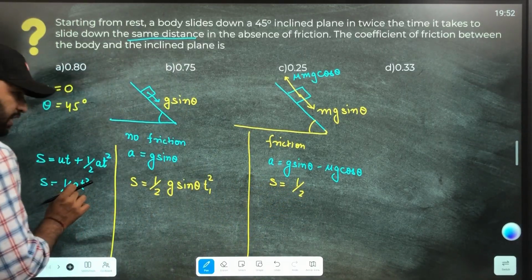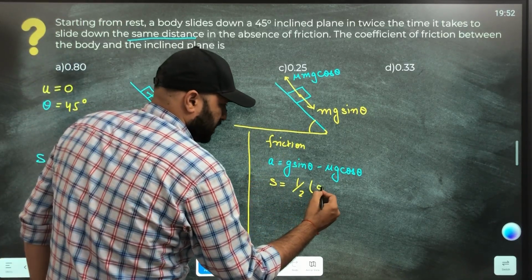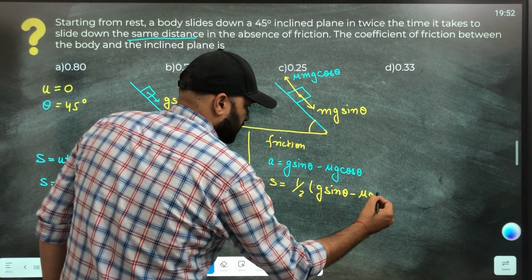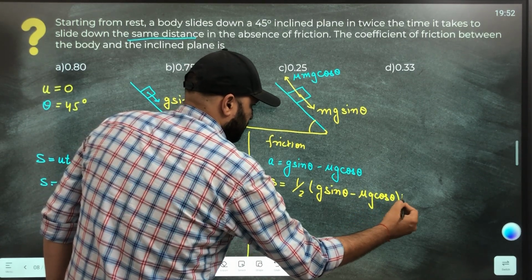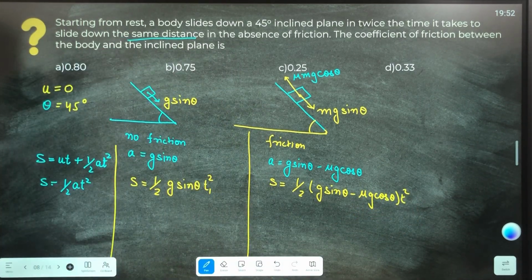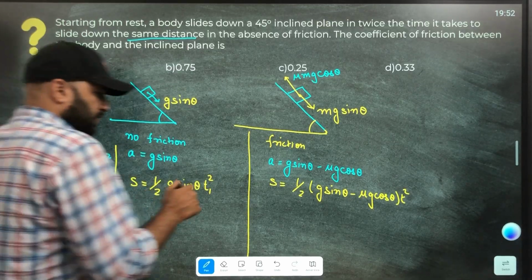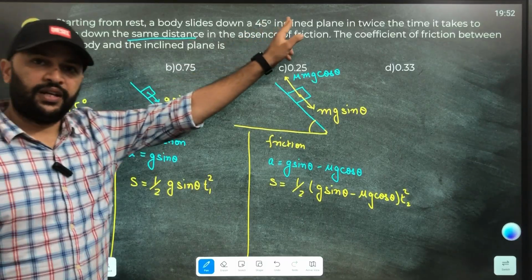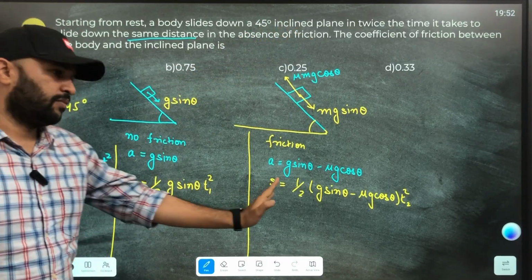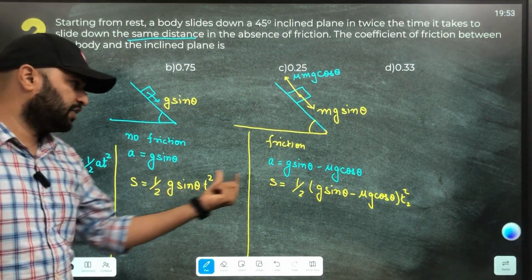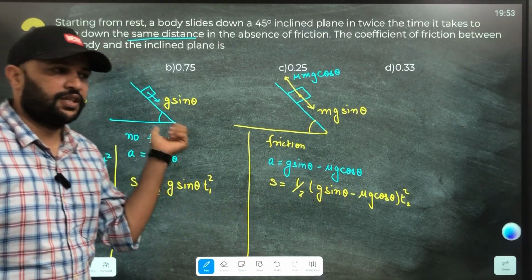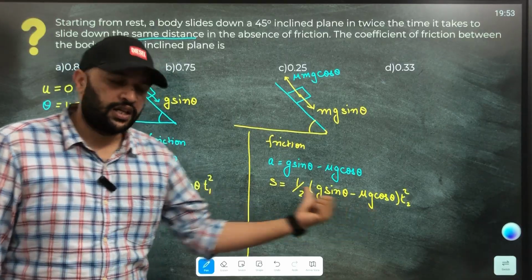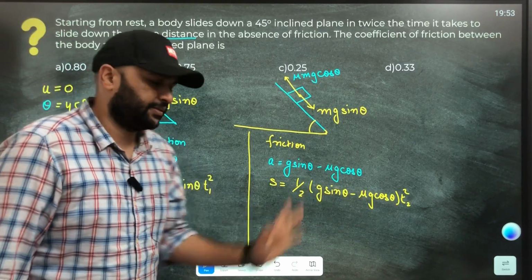For friction, S will be equal to half, and what's the acceleration here? The acceleration here is this part: g sine theta minus mu g cos theta, into t2 square. I hope this is clear. Be very careful, this is T1, this is T2. Angle is same, 45 degree. Distance is same, correct? Only the acceleration is different in both cases. In the first case it is g sine theta when there is no friction. When there is friction, it is this much. T1 is here and T2 is there.